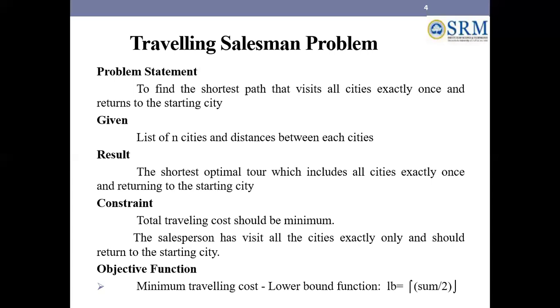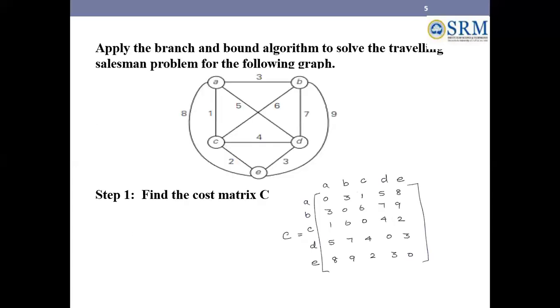And what's the objective function? This is traveling cost should be minimum. Minimum traveling cost. So that is a lower bound function. So we are using lower bound minimum value. So the formula is LB equal to sum divided by 2. So what is sum? Sum of distance from current city to the nearest city is calculated. That is called total sum. Divide the result by 2. We are getting the lower bound value for each node. And we will see one example.